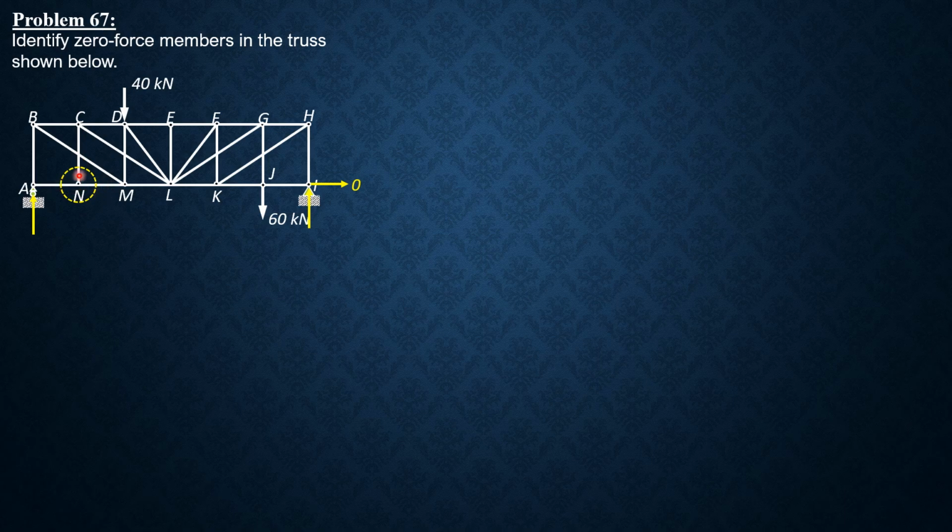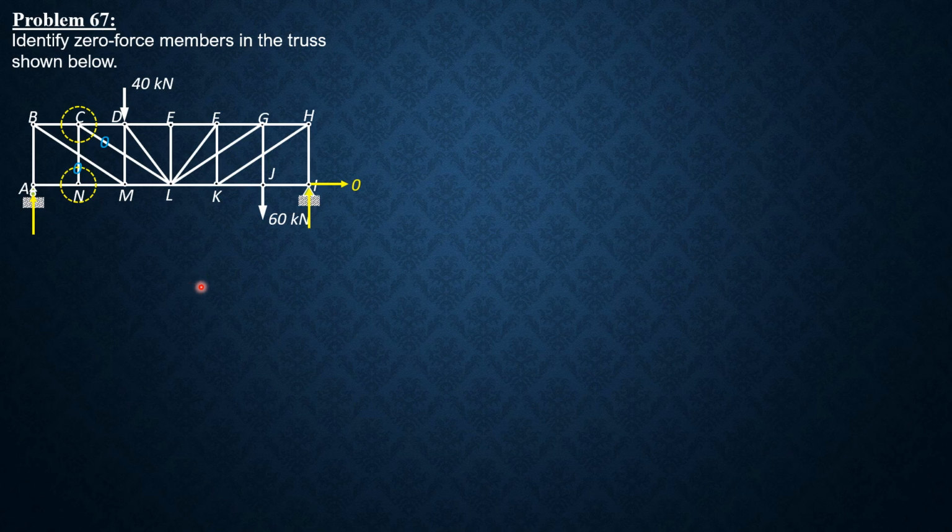Therefore, the unique member, which is CN, carries no force. Obviously, summation of forces in y at N is equal to 0, so CN is 0. Having found CN is 0, you can proceed to joint C. At joint C, there are four meeting members, but CN is 0. If we remove CN because it carries no force, joint C reduces to three members and two members are collinear, BC and CD. Therefore, the unique member CL carries no force. So CL is 0.